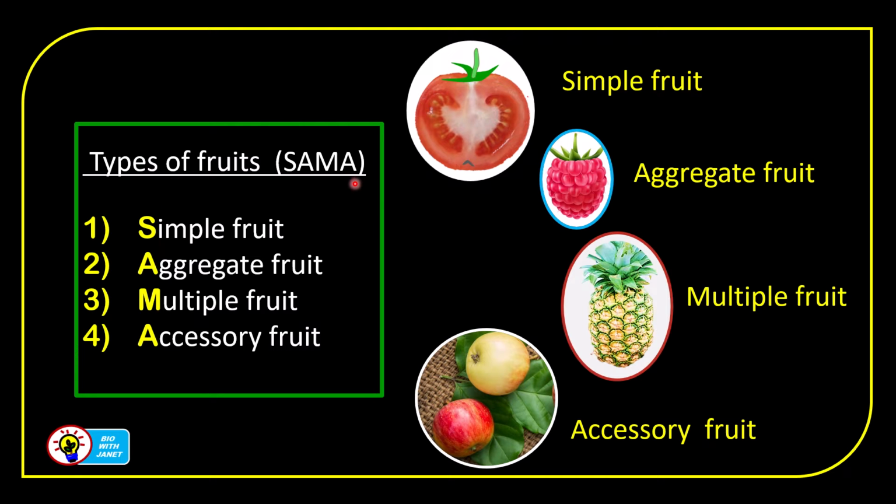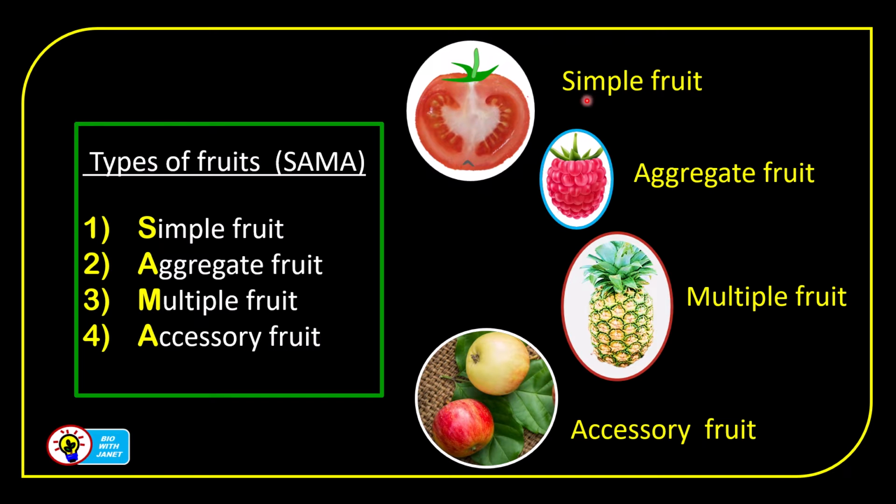So we have a simple acronym here which I want to teach you. There are 4 different types of fruits based on the type of flower and also the ovary. The acronym is SAMA. Like in Malay we say sama means the same, right? So SAMA stands for S for simple fruit, A for aggregate fruit, M for multiple fruit, and another A for accessory fruit. Aggregate fruit and accessory fruit both start with A. So we have to memorize these 4 terms. These are the key words, right?